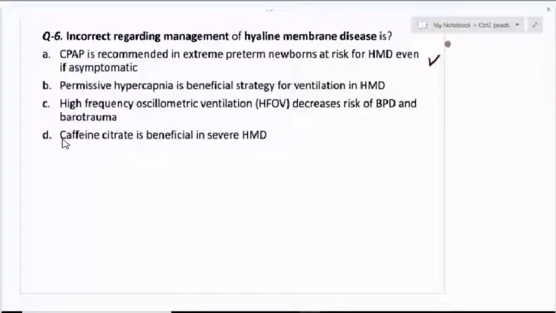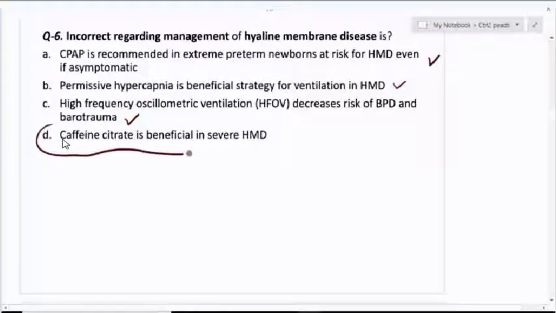The second statement is a strategy in ventilation called permissive hypercapnia, where we keep the PCO2 on a higher side, and this is very important to maintain their respiratory drive. High frequency oscillatory ventilation is a new ventilatory strategy where we give very high rates of breath, like 300 breaths per minute, and it better recruits the alveoli, and there is less risk of barotrauma in these patients. But remember, caffeine has no role in RDS. In severe RDS, of course, you'll give intratracheal surfactant.